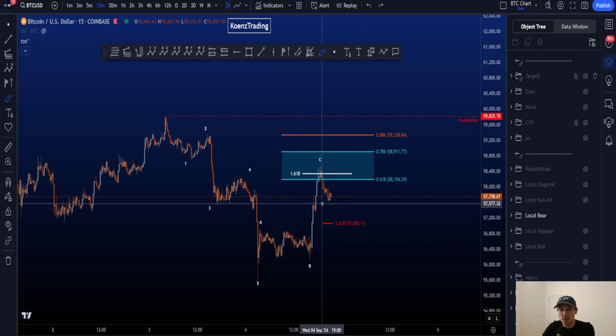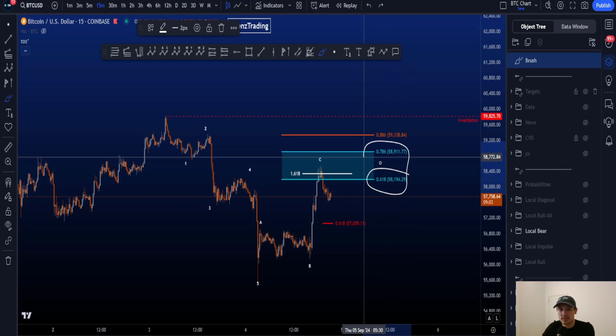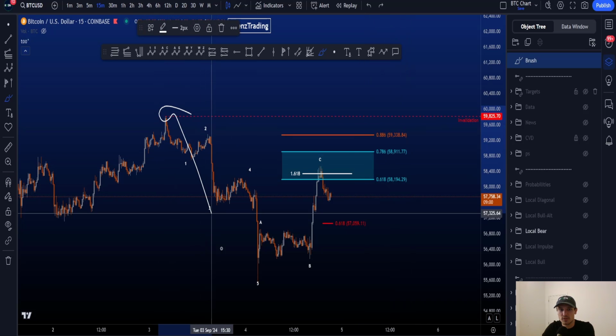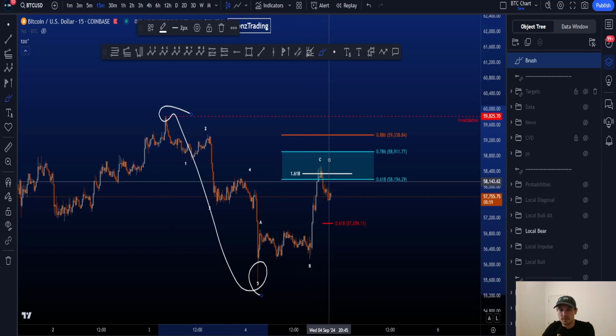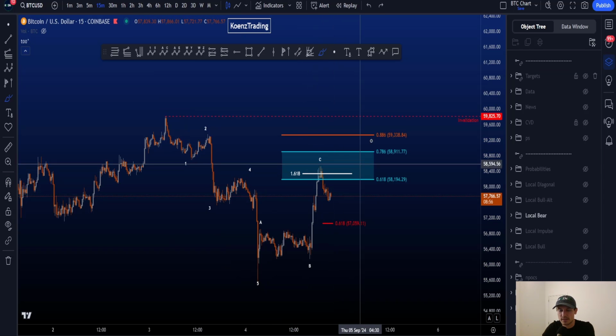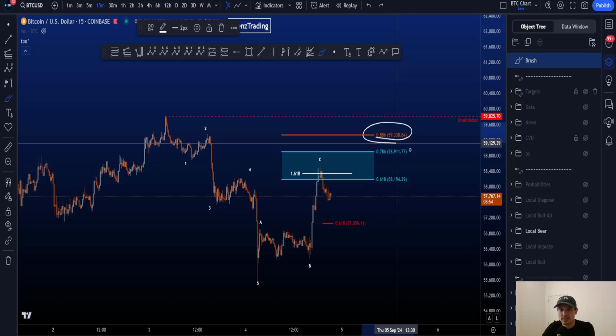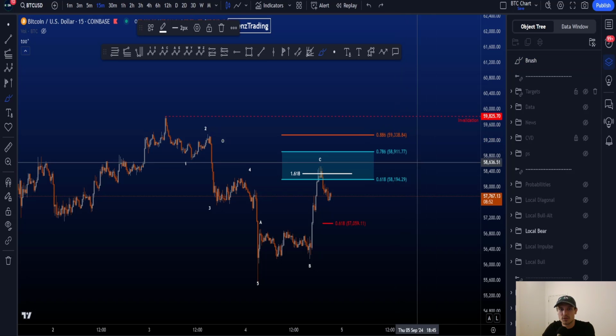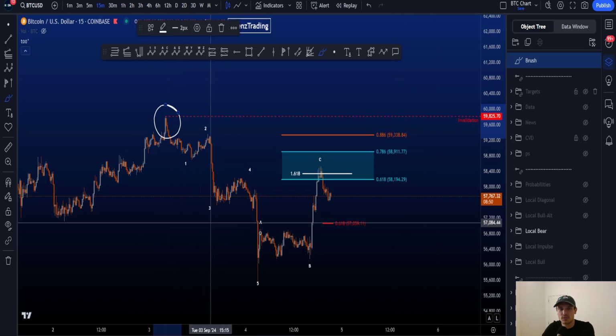The common target for a wave 2 is the 0.618 to the 0.786 here on my chart, taken from the high to the low of your wave 5, as you can see at the moment respected. The moment price moves up and hits the 0.886 at 59.3k, the probabilities increase to take out the high.